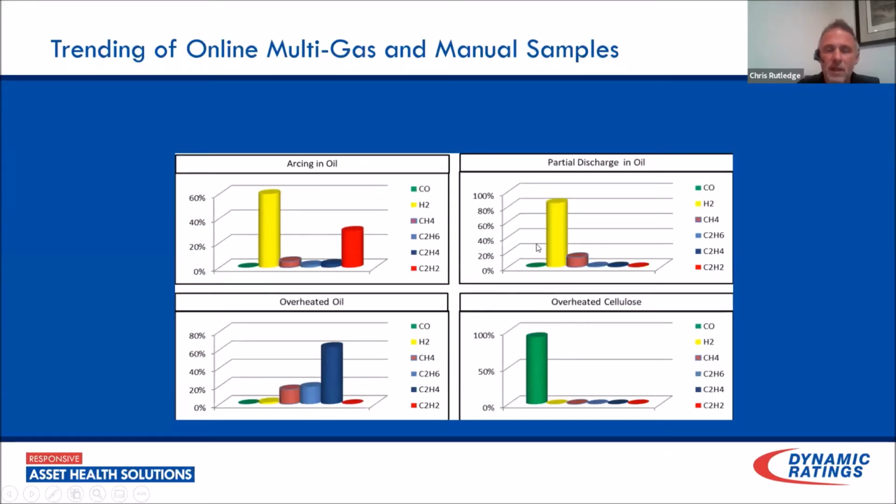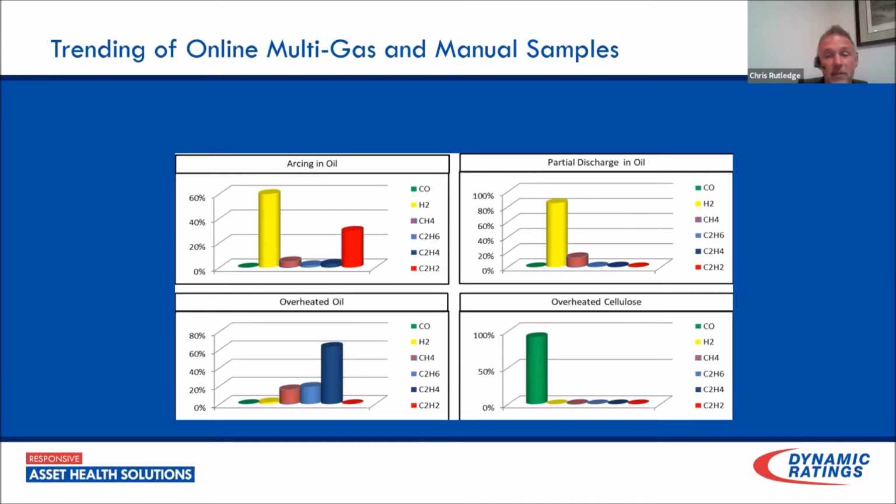So when we talk about these online multi-gas and manual samples, this is just a quick run through for those of you that aren't familiar of what we're looking for. There are certain signatures in DGA that we look for when doing these analyses. On the top left, we're looking at arcing in oil. A good indicator of this, you'll see about 2 times the amount of hydrogen compared to acetylene.